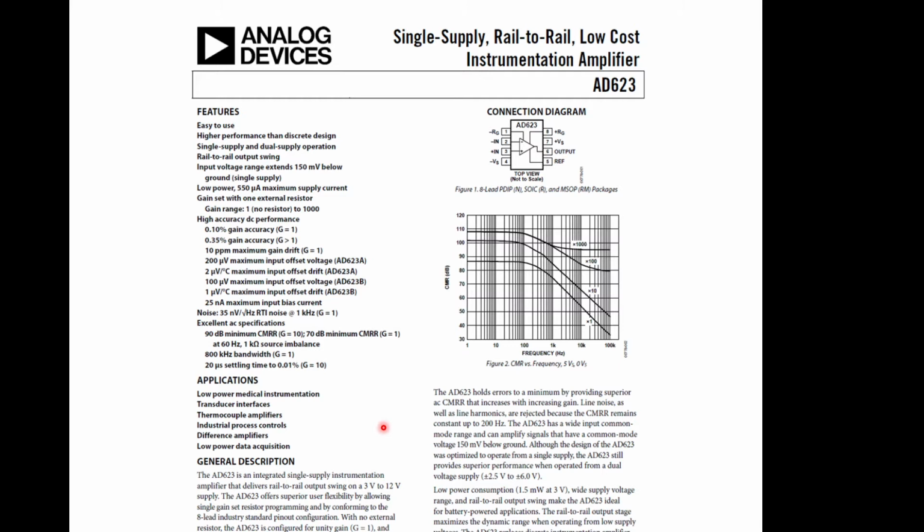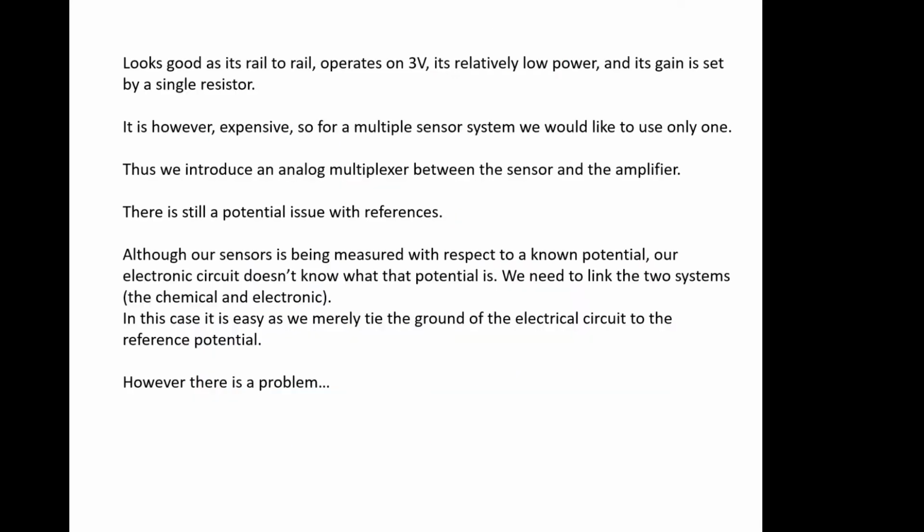So on the face of it, it looks like a good choice: instrumentation amplifier, low power, rail to rail, no surprises, good performance. They're quite expensive though, a few pounds each. Right, so in summary then, it looks good as it's rail to rail, operates on 3 volts, which is probably what we want. It's low power and its gain is set by a single resistor, so it looks like it's foolproof in many ways.